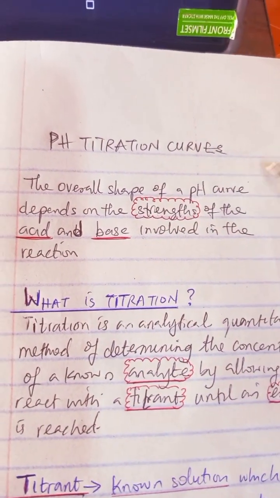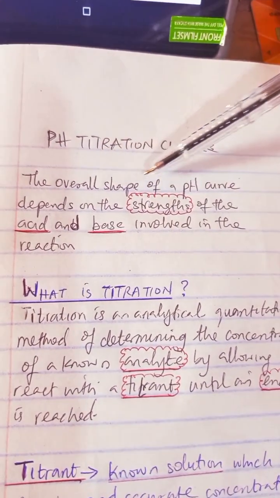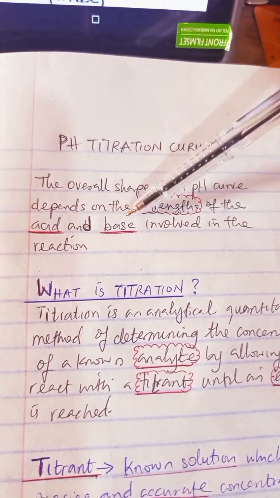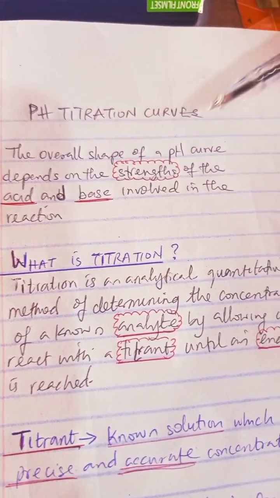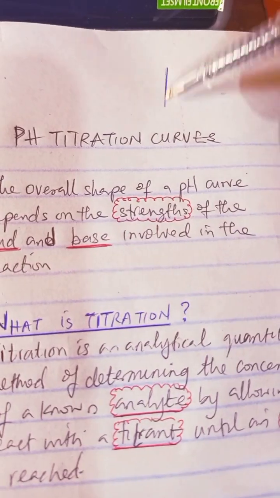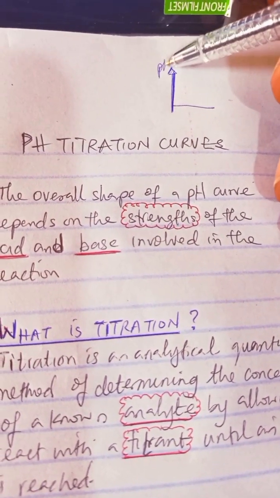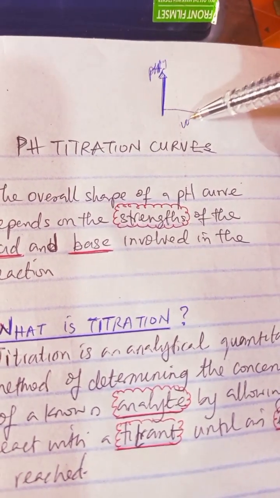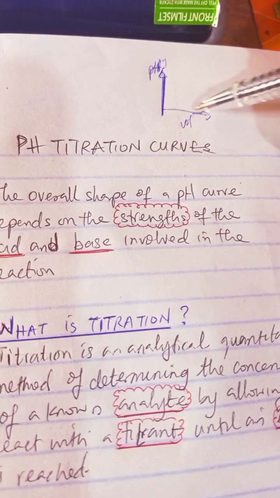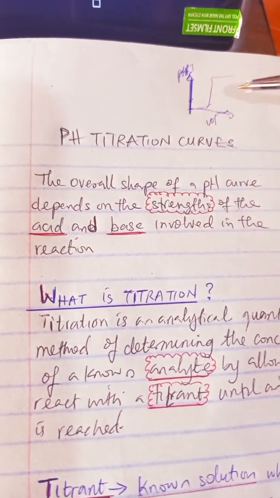The next part is pH titration curves. First of all, you need to understand what titration is. But before we get to that, the overall shape of a pH curve depends on the strength of the acid and base. Are you using a strong acid or a strong base? The kind of curve you get when you plot the graph, with pH on the vertical axis, that's the y-axis, and the volume of the base used on the horizontal axis, depends on whether you're using a strong acid or a strong base.